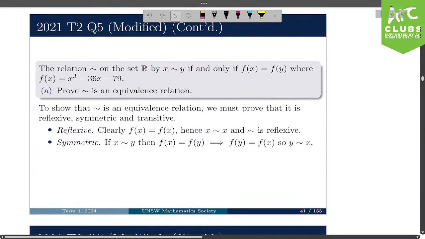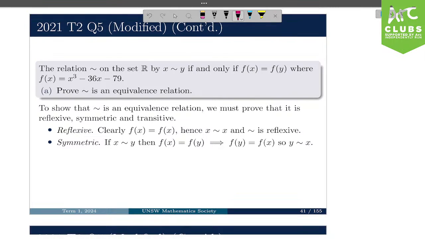To show it's symmetric, we note that if x relates to y, we get that f of x is equal to f of y, but that also means that f of y is equal to f of x because equal signs work both ways. So we get that y relates to x.